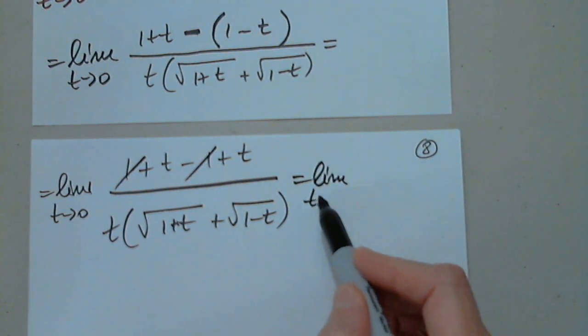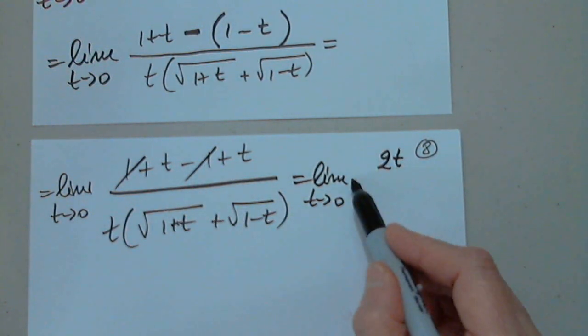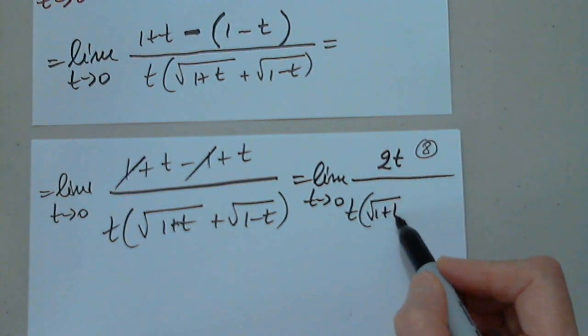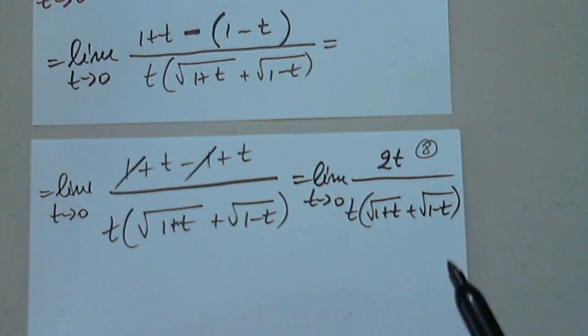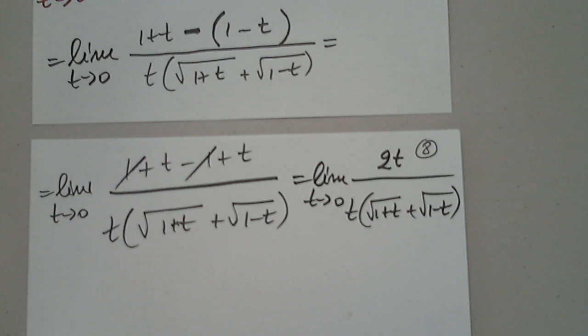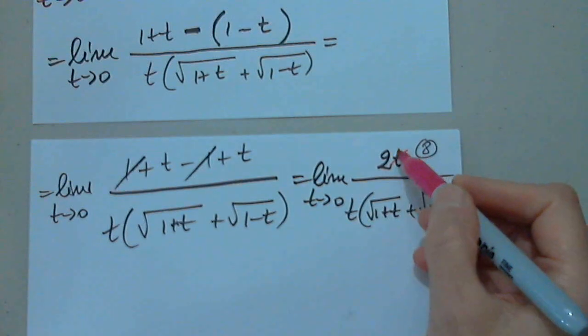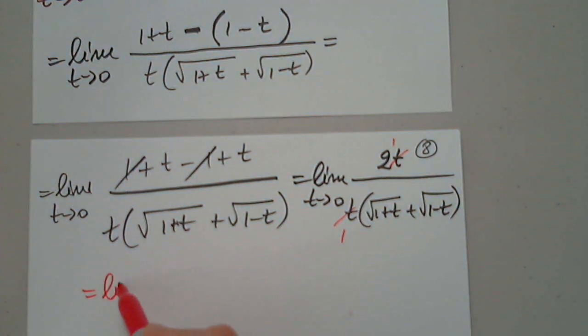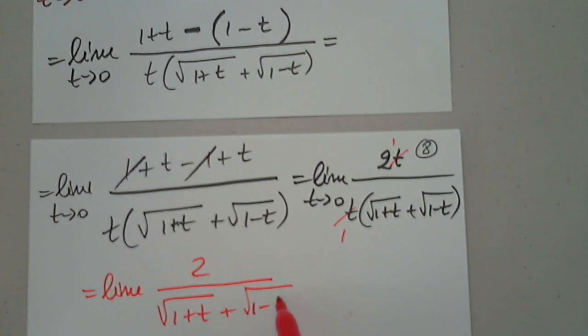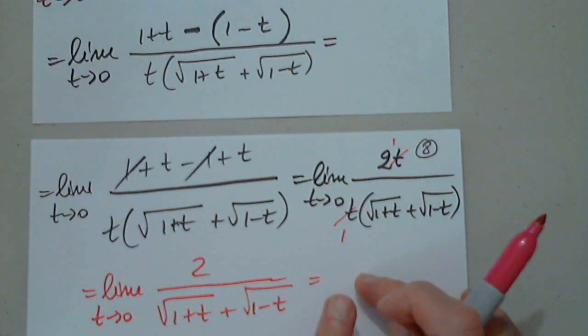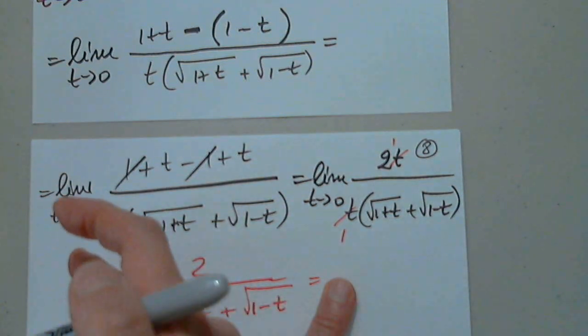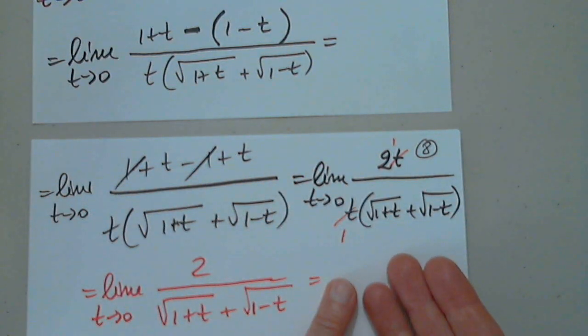So the limit as t approaches 0, the numerator, 2t over t times the square root of 1 plus t plus the square root of 1 minus t. What will be the next step? Simplify. Yes, exactly. So now we have the limit of 2 over the square root of 1 plus t plus the square root of 1 minus t as t approaches 0. Only at this moment, the limit operator will cease to exist. We are applying the tendency now and we want the final answer.